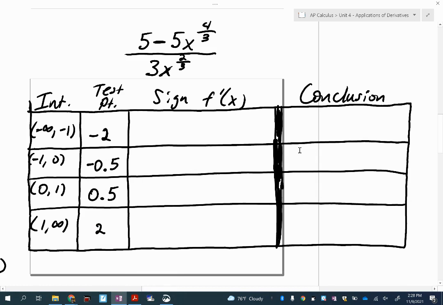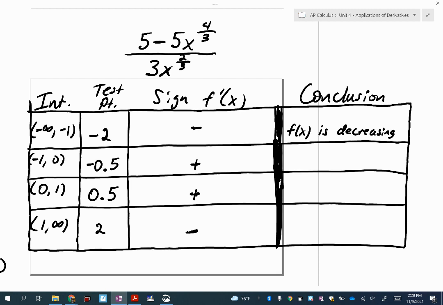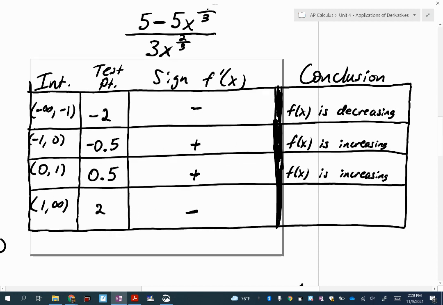So my signage is going to be negative, positive, positive, negative. So here we have f of x is decreasing because the sign of my derivative of f of x over this interval is negative. Here the function, actually the next two, the function is increasing. And then finally, the last one, the function is decreasing.